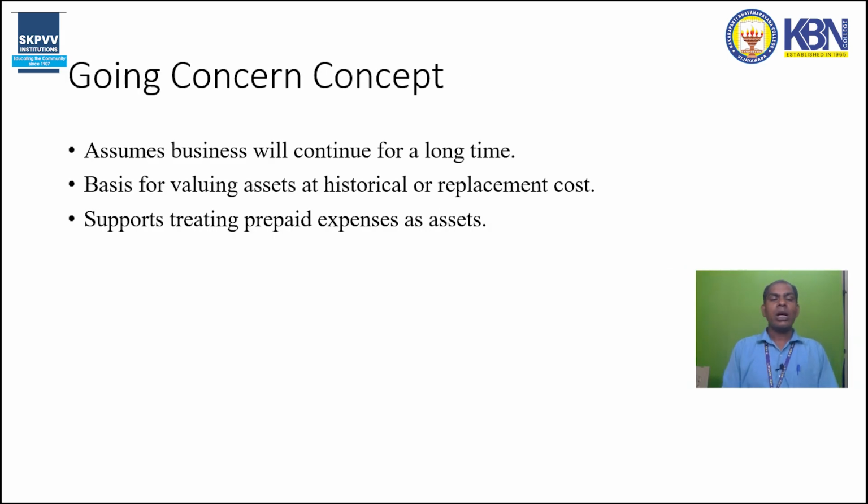The third concept in accounting concepts is the going concern concept. The transactions are recorded assuming that the business will exist for a long period of time. A business unit is considered a going concern, not a liquidated one. The basis for valuing assets at historical as well as replacement cost supports treating prepaid expenses as assets. These prepaid expenses relate to amounts already paid. They are treated as prepaid expenses, shown on the asset side in the balance sheet, which indicates the going concern concept. The business will go on for a long period of time. Why? Because only the persons will change, the business will continue.